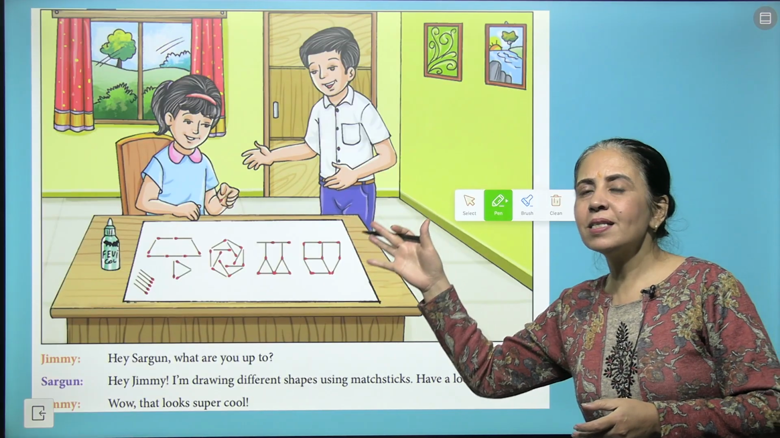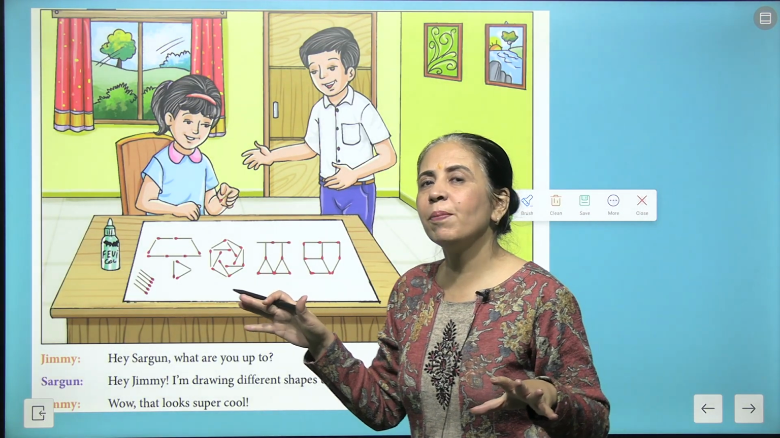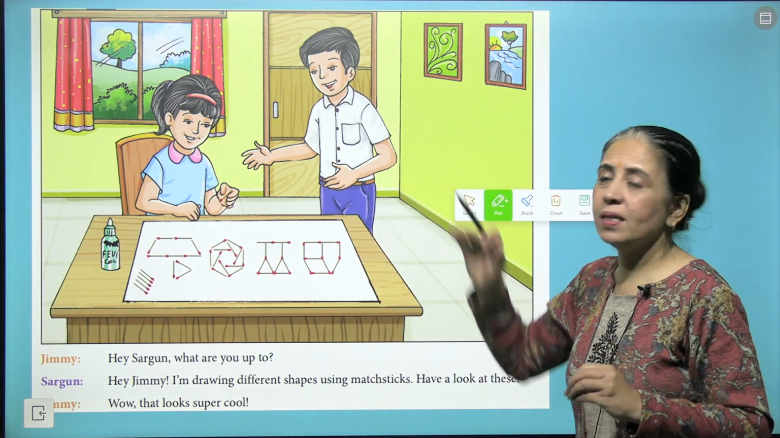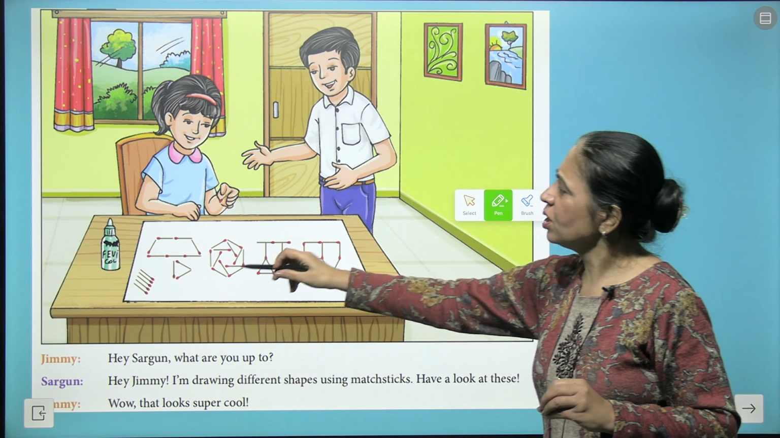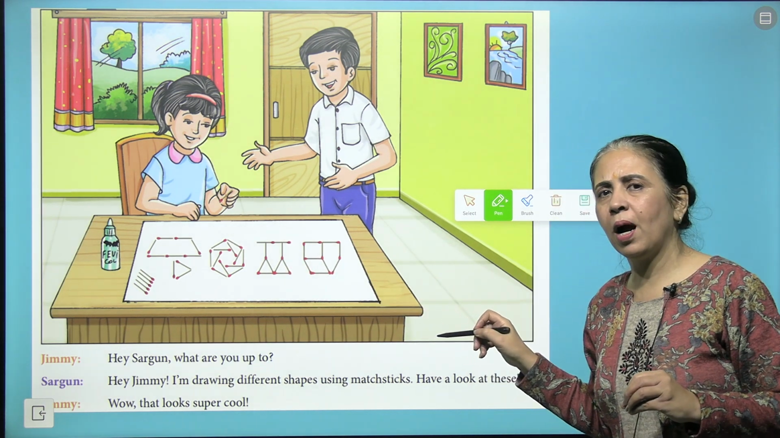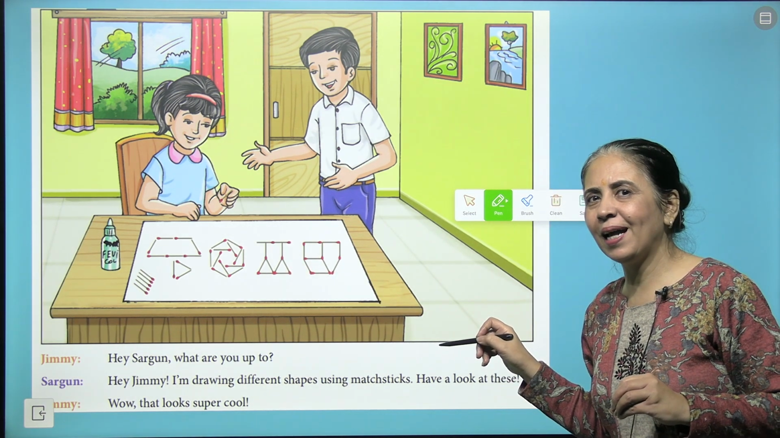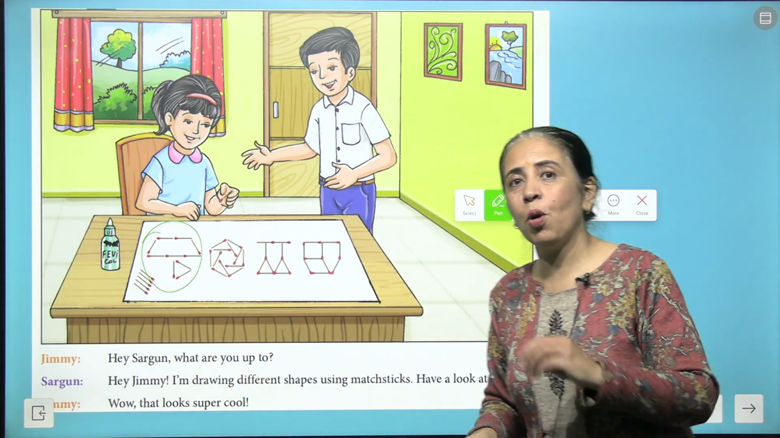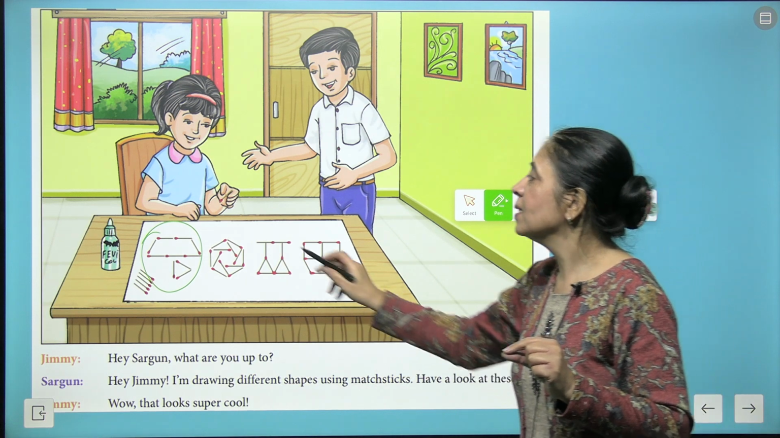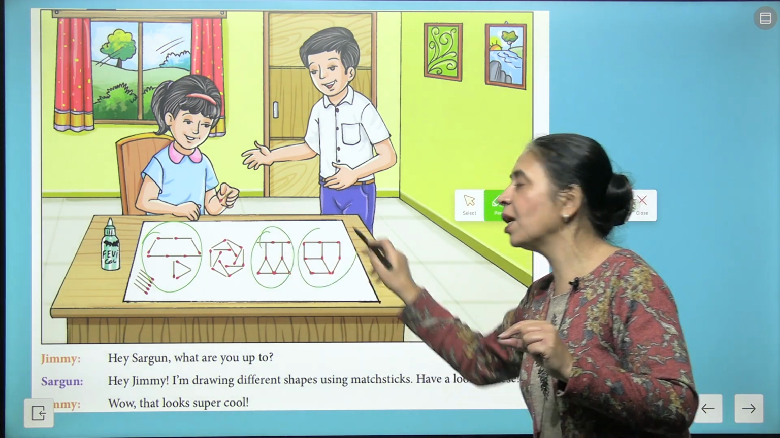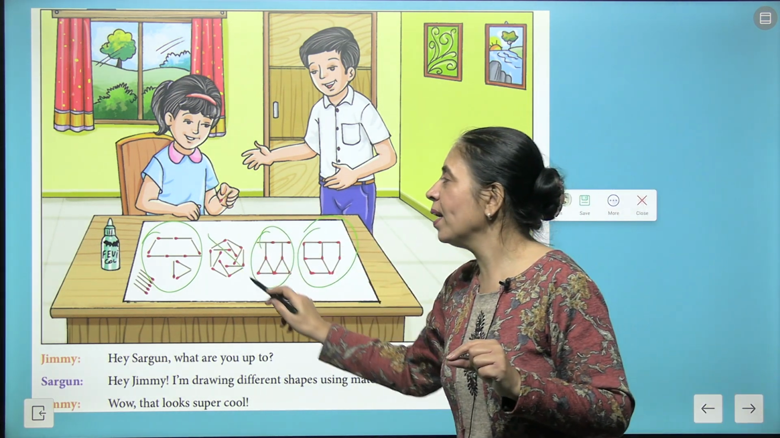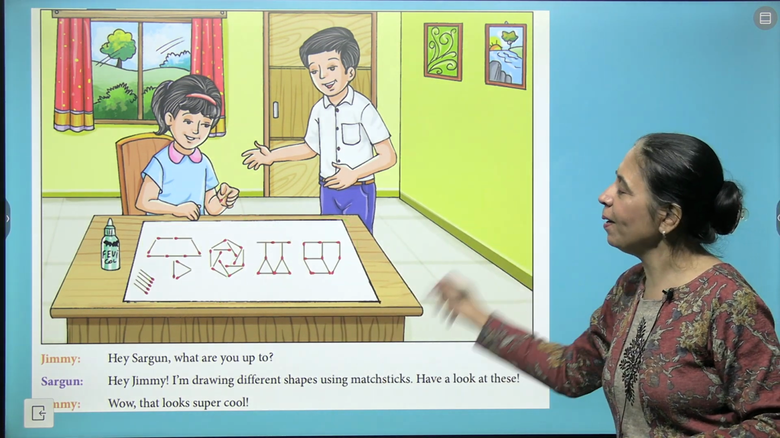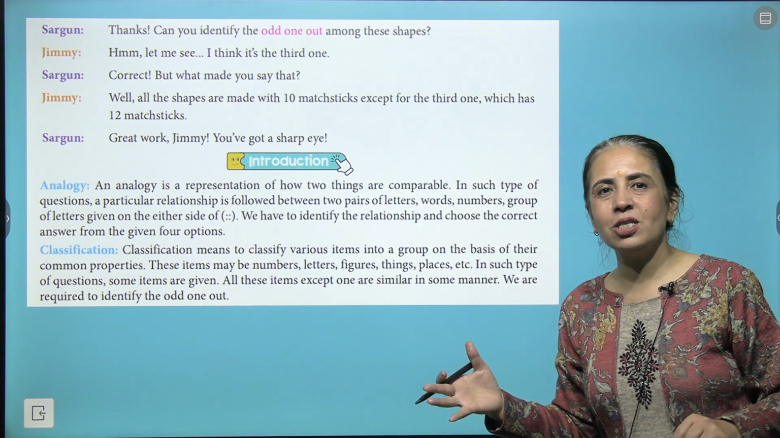So here Jimmy and Sagul are looking at some of the images made by matchsticks, and immediately Sagul said, "Can you just spot the odd figure out? Can you help Jimmy doing that?" Yes, we could see that this figure is made of 10 matchsticks. Similarly, 10 over here, 10 over here, and this one is spotted as the odd one out. So brilliant mind has done this question.